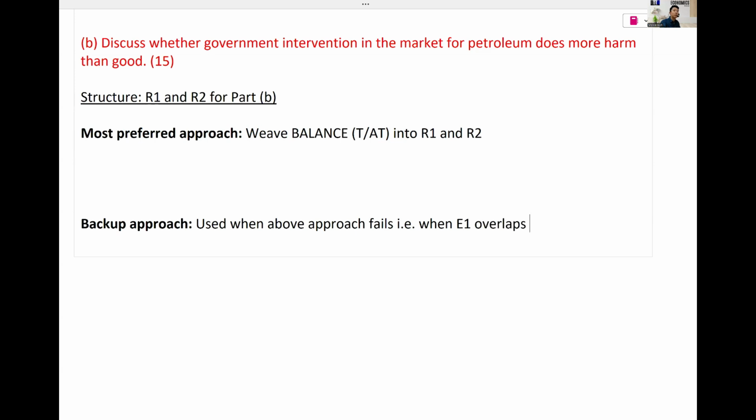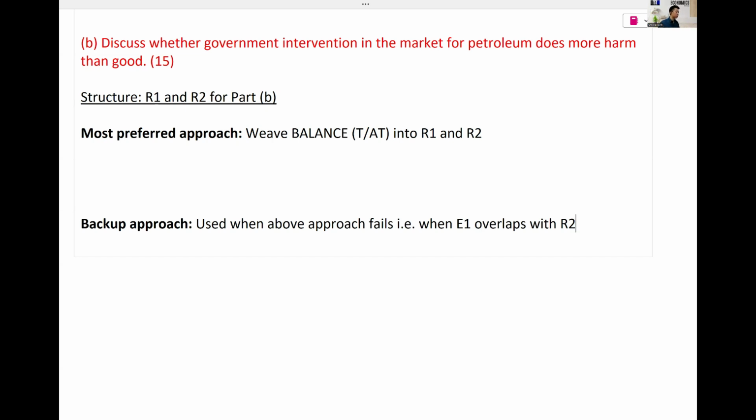E1 overlaps with R2. It happens. You all know E1 is for part B, right? Then you need E2 also. E1 rebuts R1. You all know that. You have R1, then you have E1. Who is not aware of the R1, E1, R2, E2 structure? Okay. Some institutional memory, right?